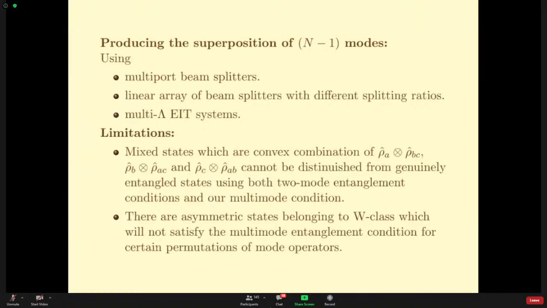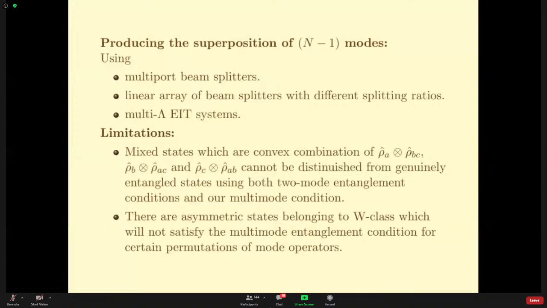But using the two-mode entanglement conditions discussed in this talk and our multi-mode entanglement condition, we can't distinguish this type of mixed states from the genuinely entangled states. So for these states, one has to use the entanglement witness operators in order to distinguish them from genuinely entangled states.